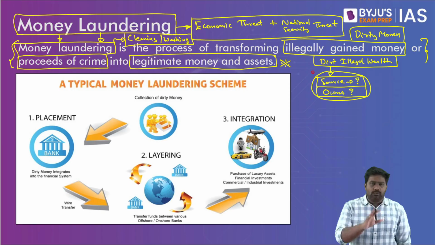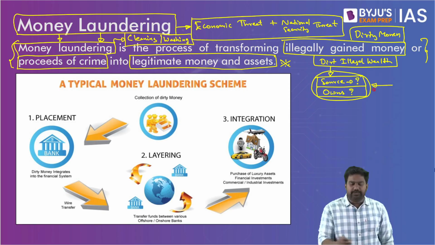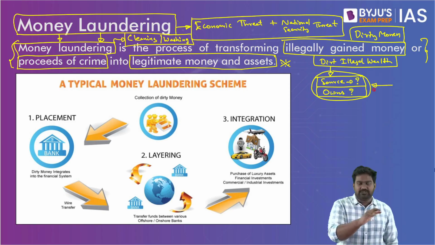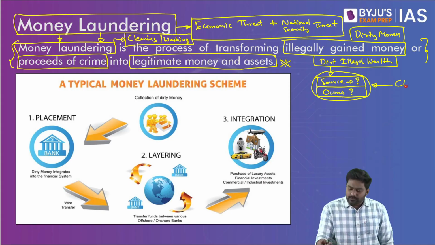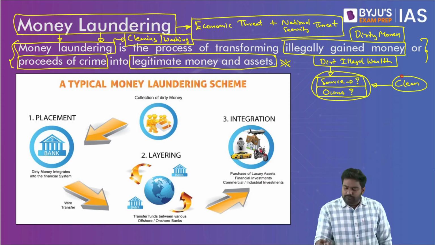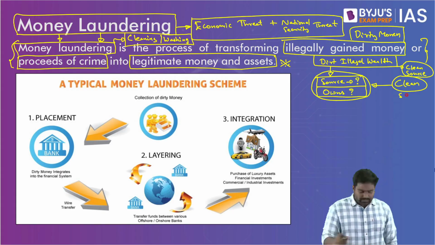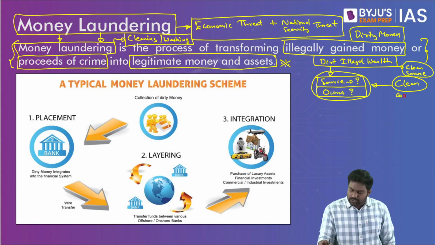Now, if somehow, if you can erase this dirt, if you can launder this, if you can clean this dirt, if you can show that this money came from a clean source, if you can show that the money belongs to someone else, basically you conceal the actual owner.